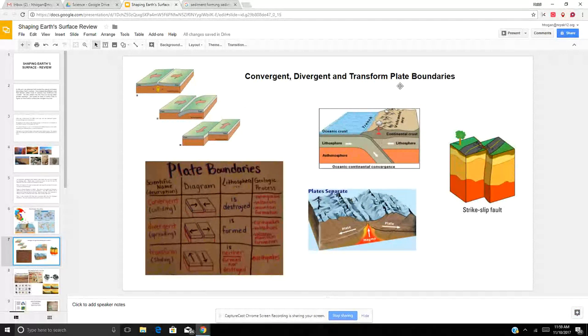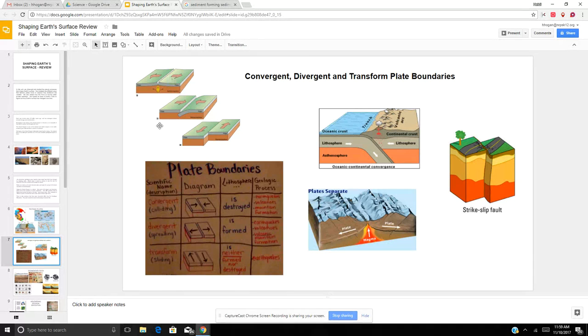So these are the different types of plates that we modeled with the sand and the paper. We have divergent, where they separate or go in 2 different directions. We have convergent, where they go together, and transform, where they slide. And this is a little diagram that shows convergent, where they're colliding, and the land is destroyed. It's pushed together, and it can cause earthquakes, volcanoes, or mountain formation.